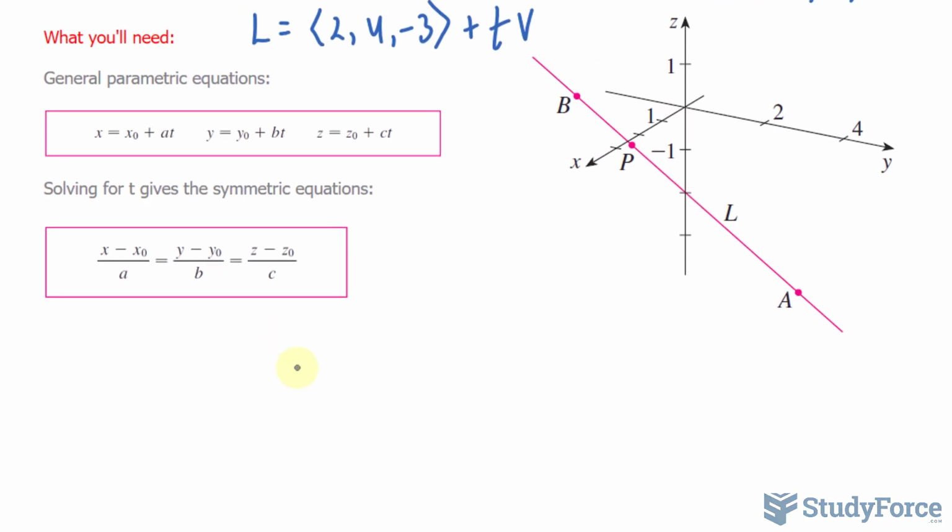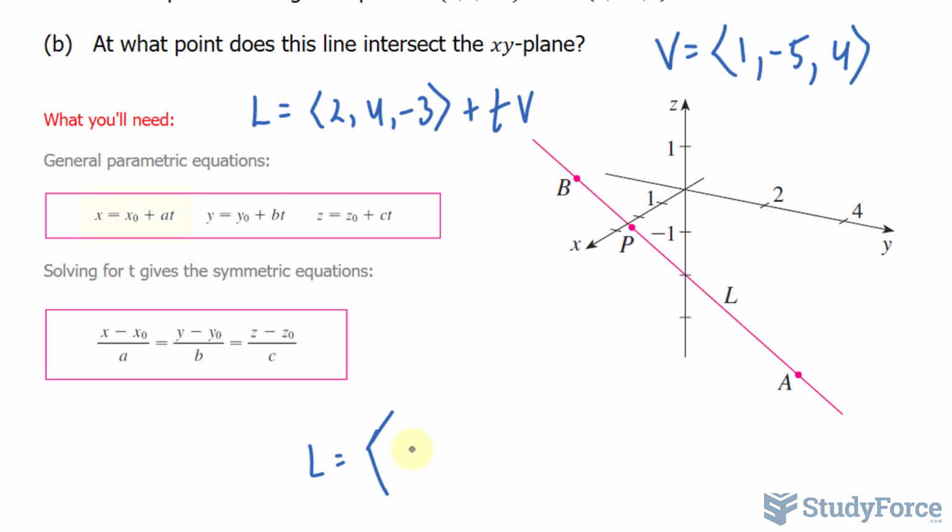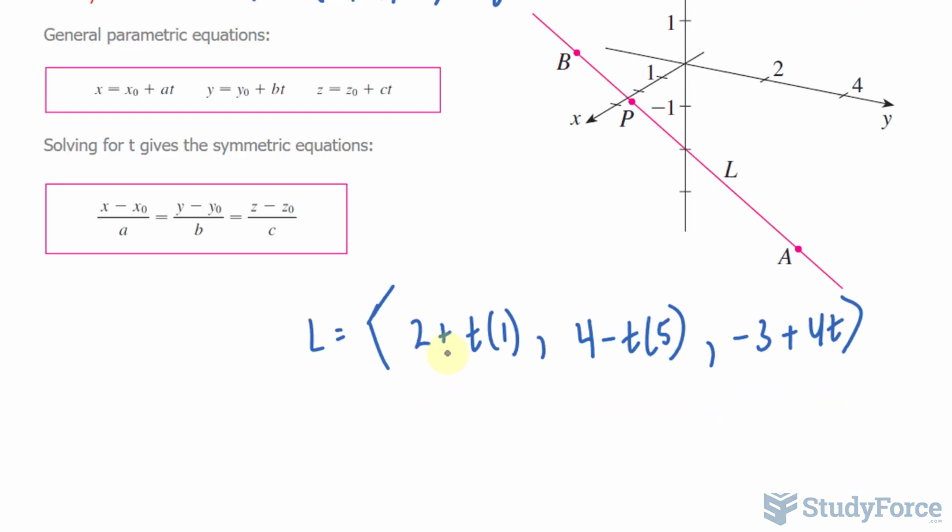We should end up with L is equal to 2 plus t times 1, 4 plus negative 5 times t, and -3 plus 4t. This is your x, y, and z if you're finding the parametric equations. And if we solve for t in each of these, you actually get the symmetric equations, which are shown underneath. That's A, that's B, and that's C.